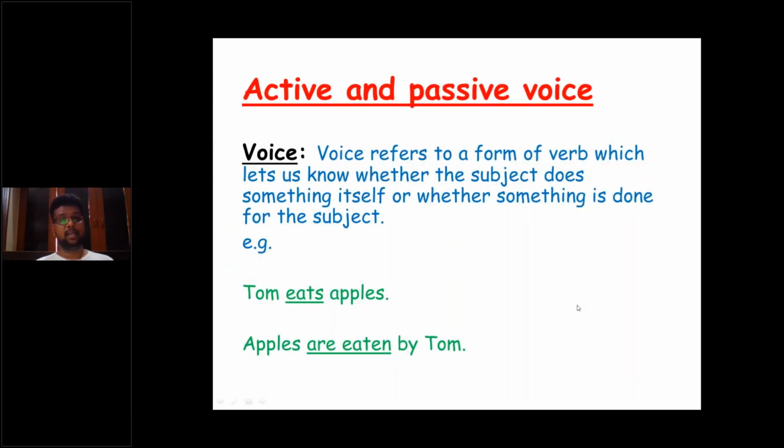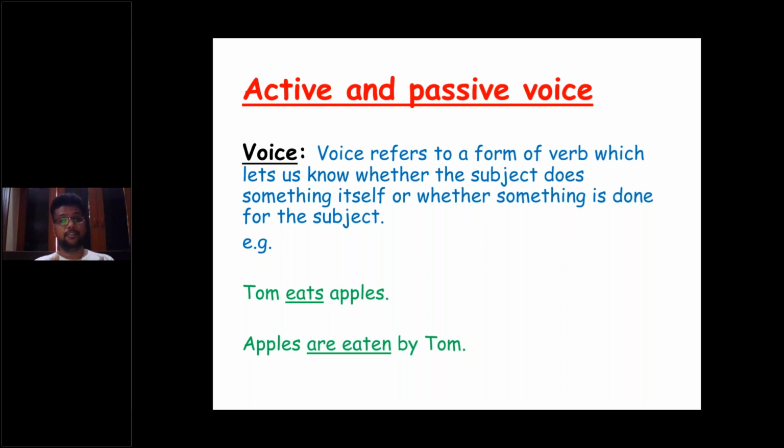Now, what is this active and passive voice? What is this voice basically? This voice is not the voice that comes out of our throat. This voice refers to a form of verb. So always remember, whenever somebody asks you what a voice is, the spelling is the same, V-O-I-C-E. One voice is the sound that comes out of your throat. The other word signifies a form of a verb that is used in its active form or passive form.